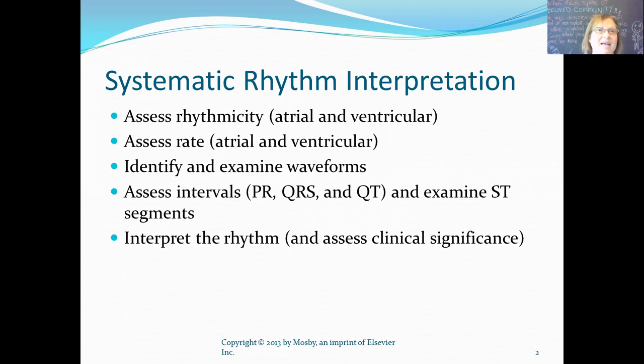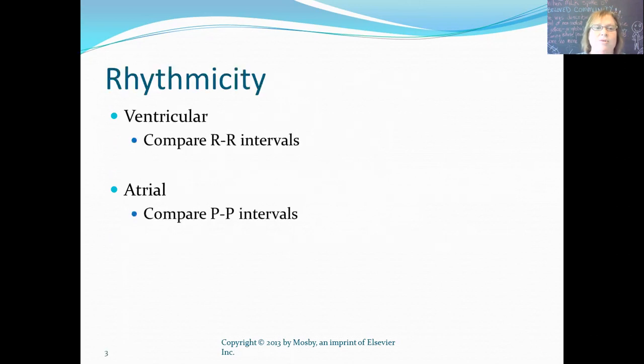And then finally, the last thing we do is we interpret the rhythm, name that rhythm, and it is based on all of those preceding steps. Okay, so rhythmicity. What we're looking at is our ventricular rhythm, and whether it's regular or not regular. And to do that, we measure R to R to R. I'm going to show you that on a strip in a second.